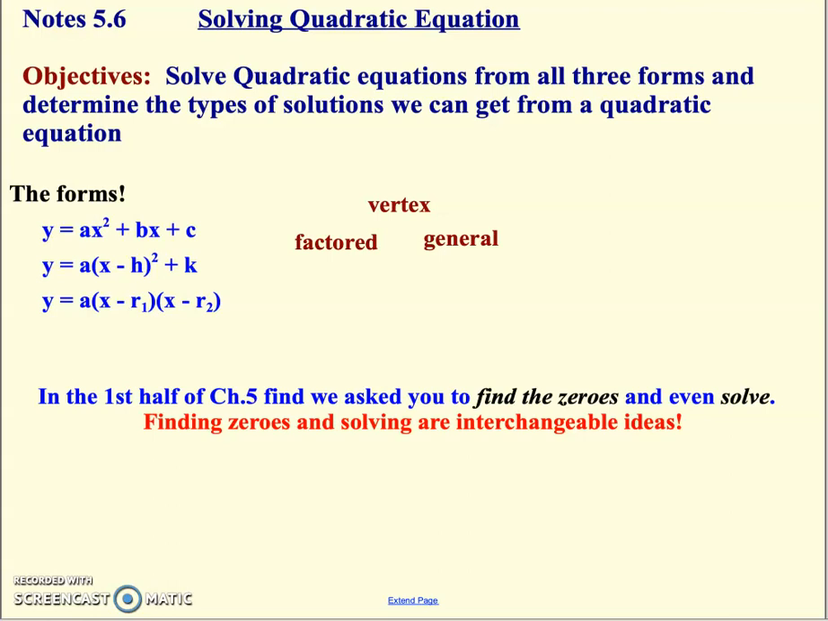We have done problems in the earlier sections that asked you guys to find zeros, and actually finding zeros and solving are really interchangeable ideas or concepts, so some of this will seem like you've done it before. But just get a little more specific about the different ways to solve and then group it all into one set of notes, which is always good to do.